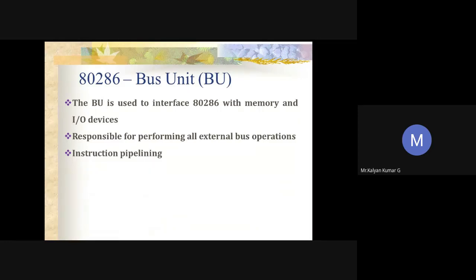The main purpose of this bus unit is that it is mainly responsible for performing all your external bus operations. The main components of the bus unit: it consists of latches and drivers which are required for the address bus. I hope you know, we have seen about latches and drivers.